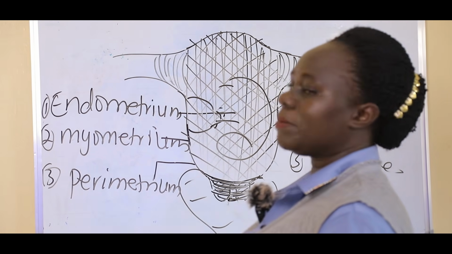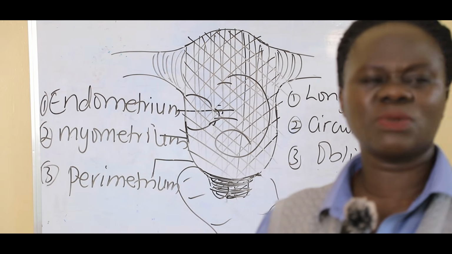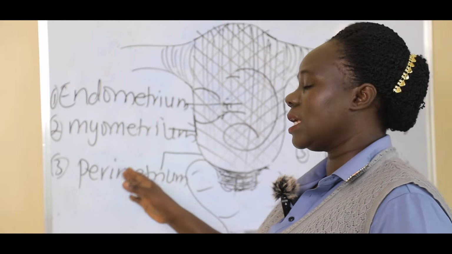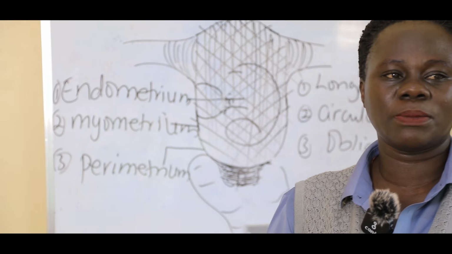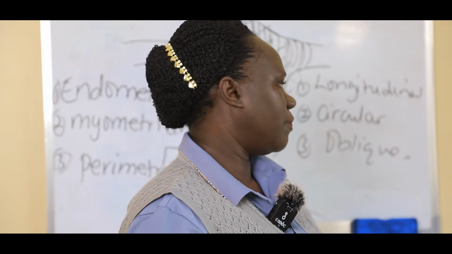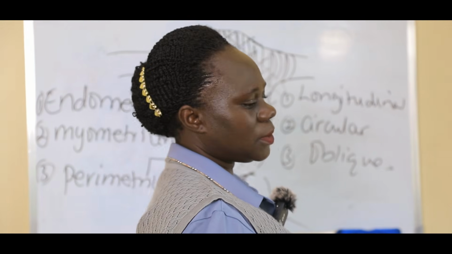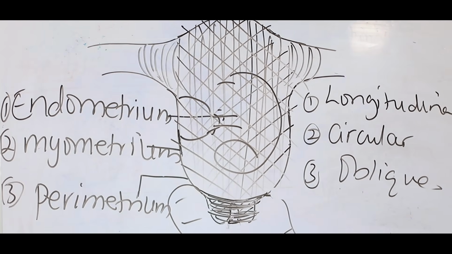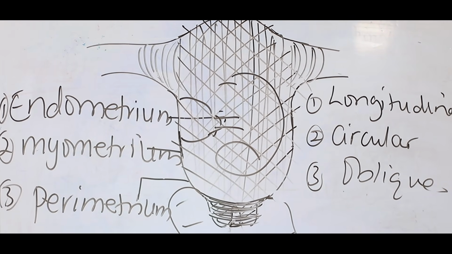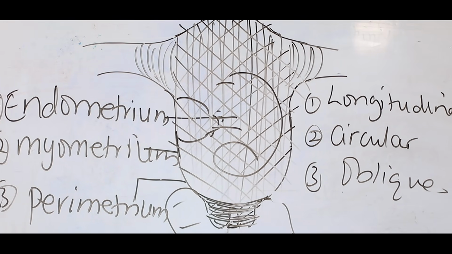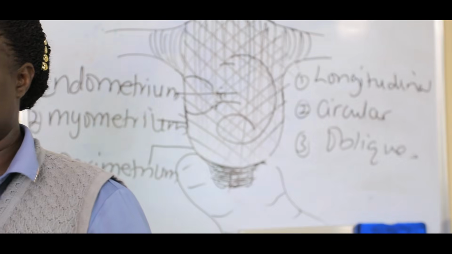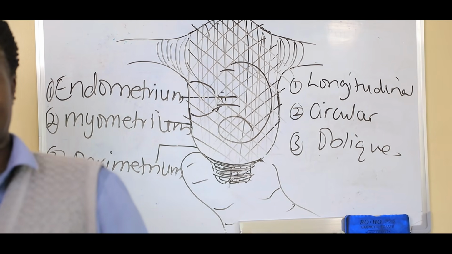Lastly, we have the perimetrium. Now, I need to tell you people that the perimetrium does not have other layers or muscle fibers. It is just there to protect the uterus, and it's the outermost layer of the uterus. Hoping you understand. Any questions concerning the muscle fibers or the layers of the uterus? Are you still sober and steady?